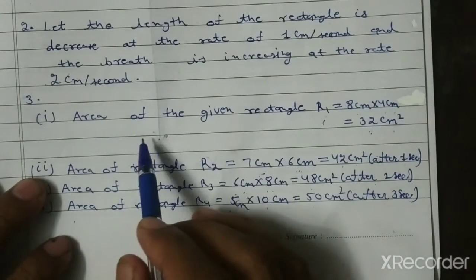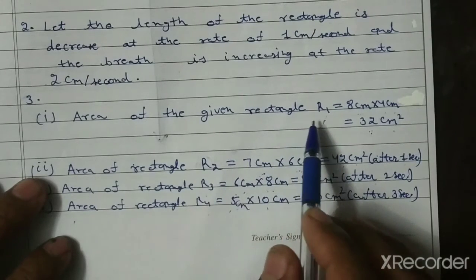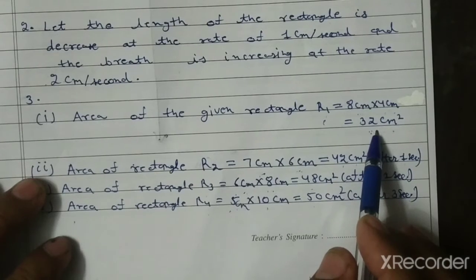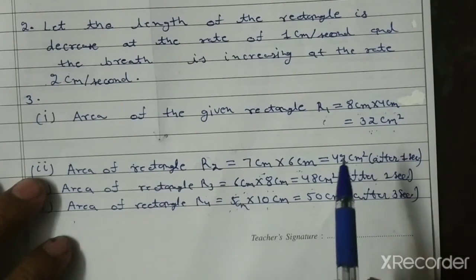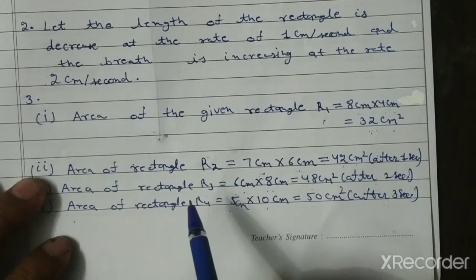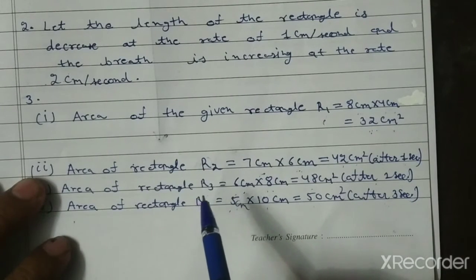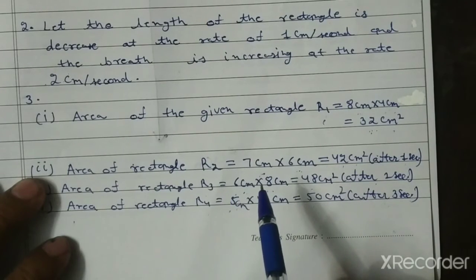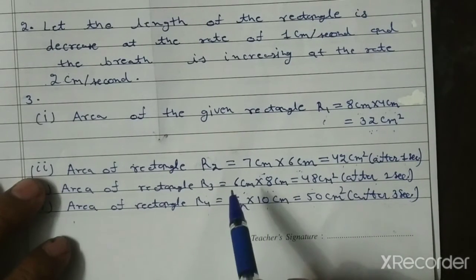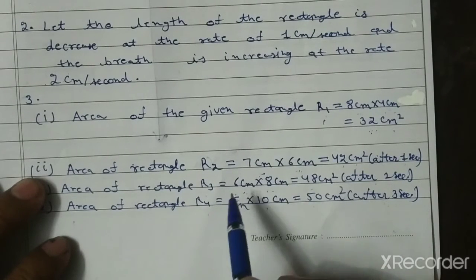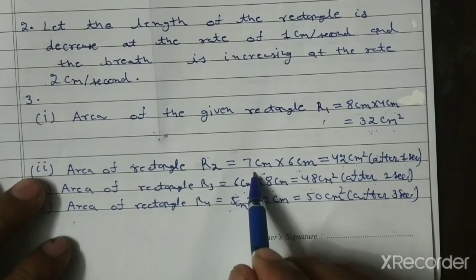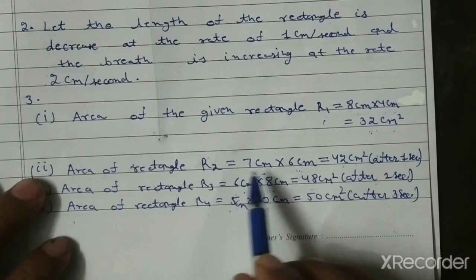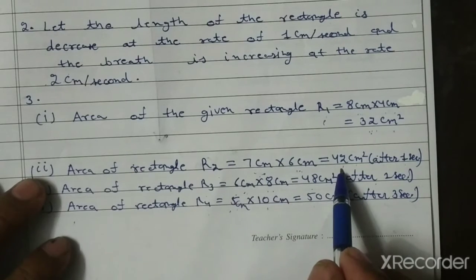Now the area of rectangle R1, 8 cm into 4 cm, is equal to 32 cm square. Now length is decreased at 1 cm per second and breadth is increased at 2 cm per second. That's why the length of R2 is 7 cm and the breadth is 6 cm, and the area of rectangle R2 is 42 cm square.